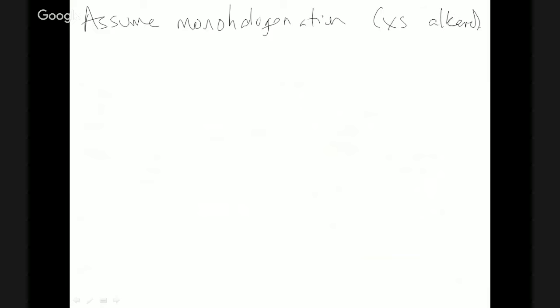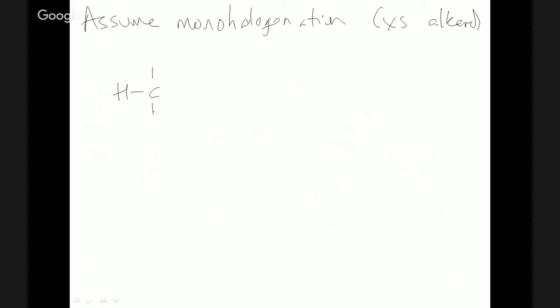One thing I want you to assume is monohalogenation. Let's just assume monohalogenation unless otherwise stated, meaning we're going to put one halogen on, a chlorine or a bromine. We do this by using excess alkane. I'll try to mention that, but you can use excess. So what do we have?